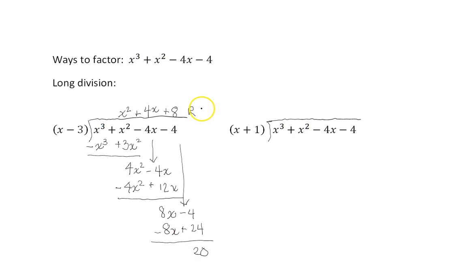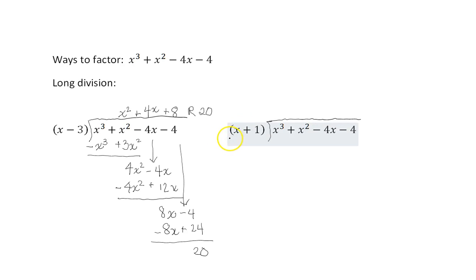I know this goes back to probably 3rd or 4th grade, but the fact that we have a remainder is going to be important. In fact, that is how we tell whether or not this is a factor. So x minus 3 is not a factor. All right, let's try this other one and see whether it is a factor.